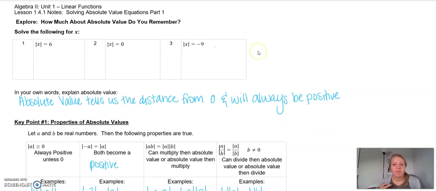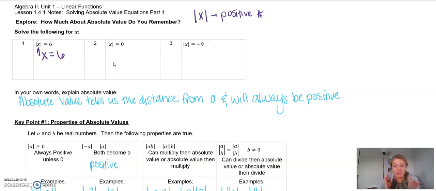Before we do that, let's just remember what absolute value does. If you remember, absolute value always spits out the positive version of the number. So say I need to solve this equation for x. I want to know what I can put inside here that's going to give me 6. Well, hopefully you're thinking, okay, x equals 6. Exactly, right? Absolute value of 6 is still 6.